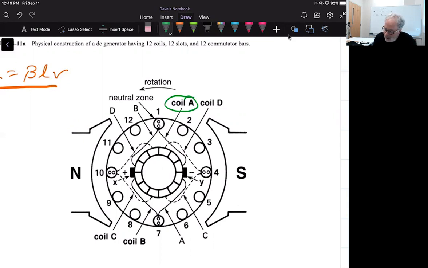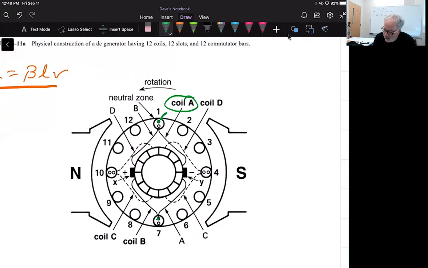Here's coil A, and here is also coil A, right? If this was one side of coil A where I placed that little green dot, and it was on the top, then the corresponding other side would be on the bottom. That's that lap wound idea.